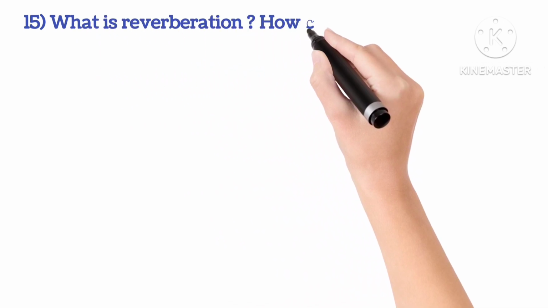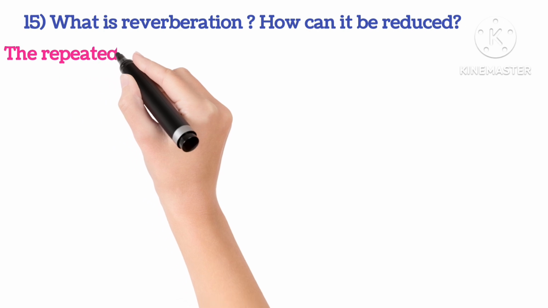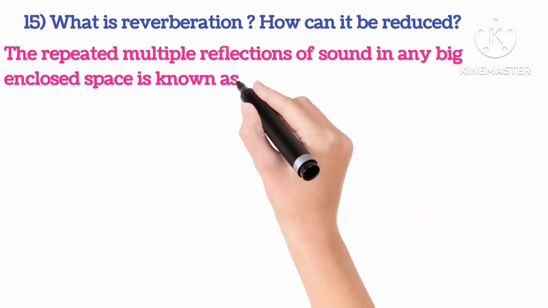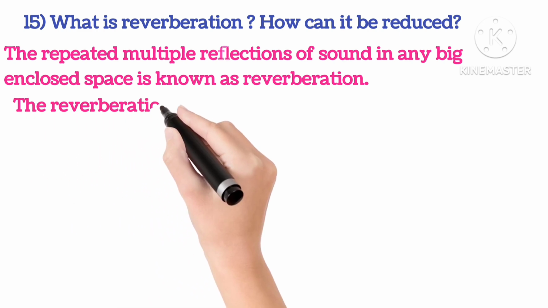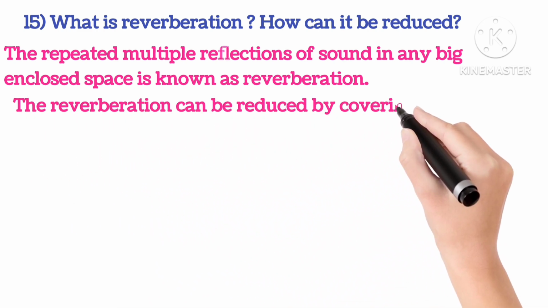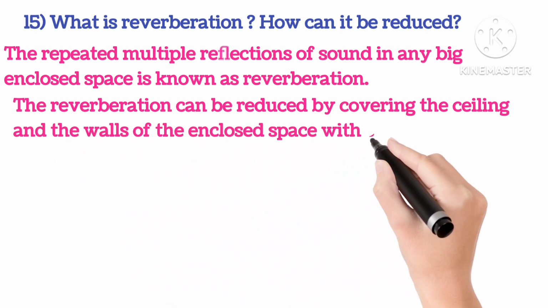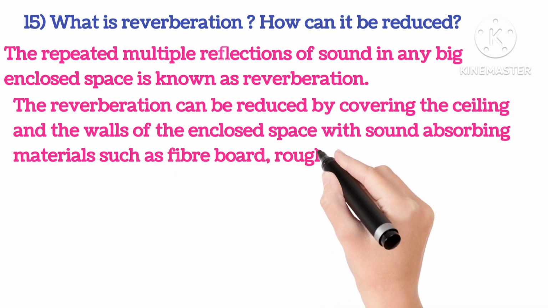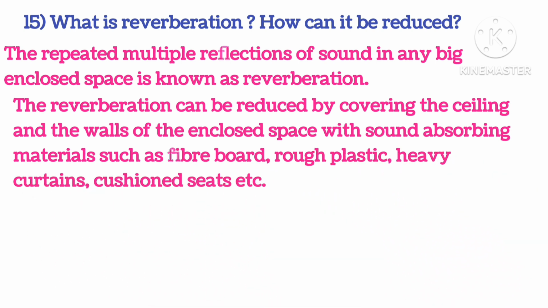15th, what is reverberation and how can it be reduced? The repeated multiple reflections of sound in any big enclosed space is known as reverberation. The reverberation can be reduced by covering the ceiling and the walls of the enclosed space with sound absorbing materials such as fiberboard, rough plastic, heavy curtains, cushion seats, etc.